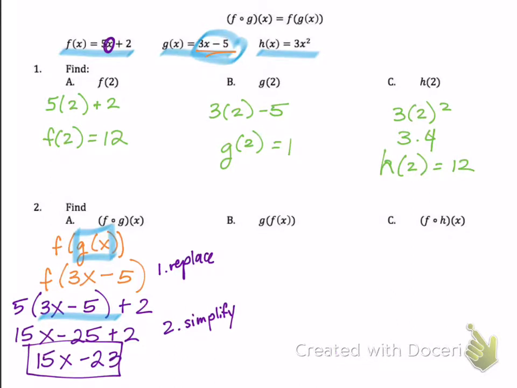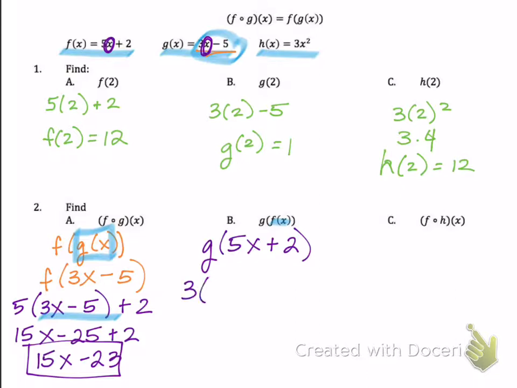So I want you to try part B. I'm going to erase this just to give a little bit of room. My first step when I have g of f of x is I take this f of x and rewrite it. So I'm going to say g of, what is f of x? 5x plus 2. So everywhere I see an x in g of x, I'm going to replace it with 5x plus 2. So 3 times 5x plus 2 minus 5.